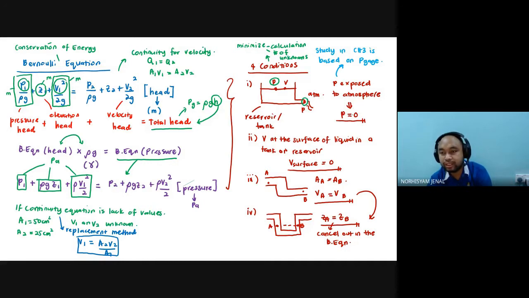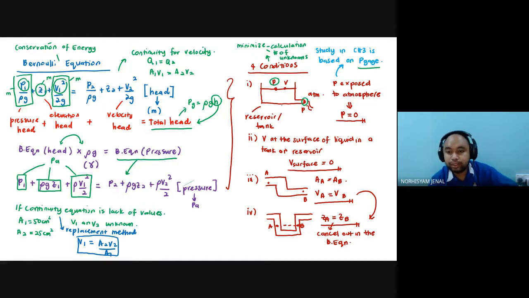The reason for this is the study in chapter 3 is based on P gauge, meaning we study on P gauge, we don't add P absolute. Because of that, P is equal to 0. The only time you have to use P absolute is when we deal with an open manometer, U-tube manometer, for example a question from chapter 2. A manometer as a whole deals with P absolute. However, for other calculations, normally we will deal with P gauge, right?